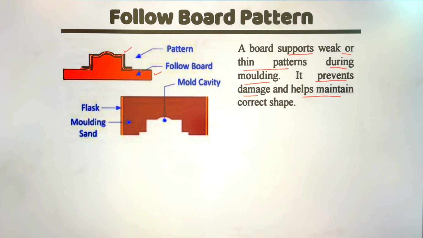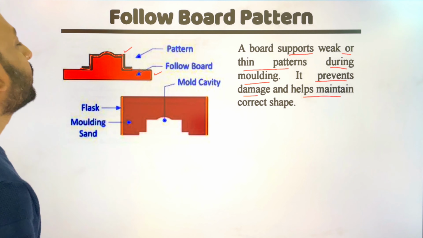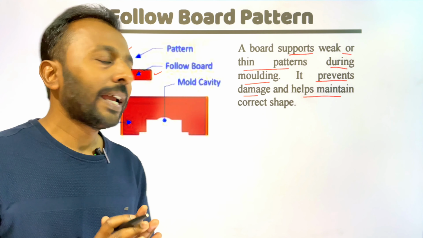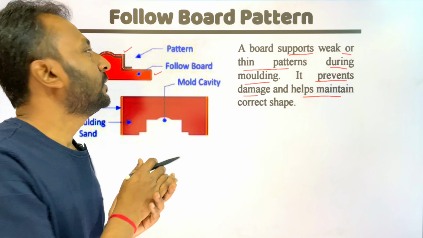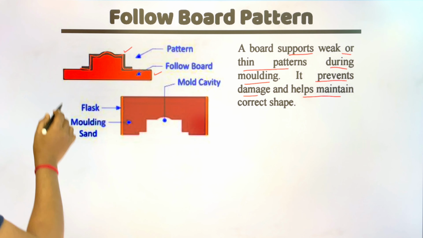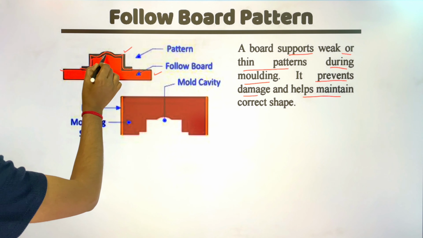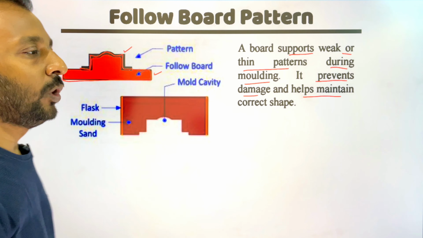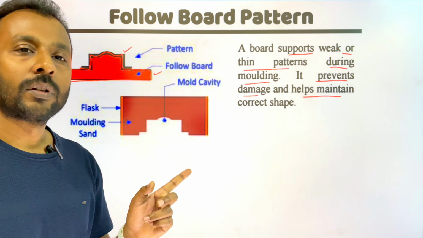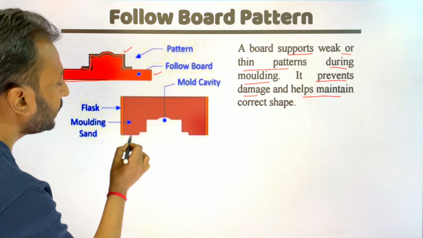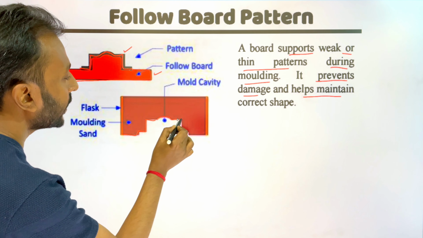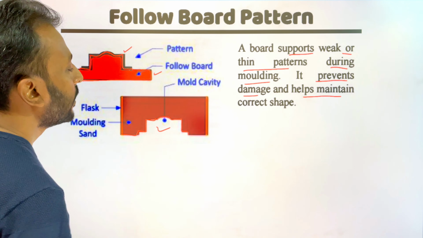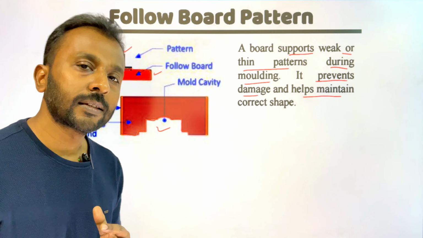So when we want to get a cavity using this pattern, we will place it into the molding box, into the molding sand, and we will press against the pattern so it can break. That's why we have supported it with the red-colored piece, which is called the follow board, and it goes into the molding box along with the pattern, and after that we will get this kind of shape, and this will be filled with the molten metal, and we will get the casting product.